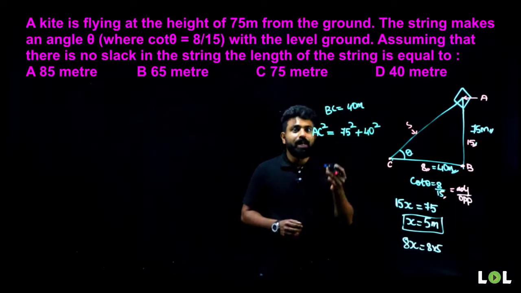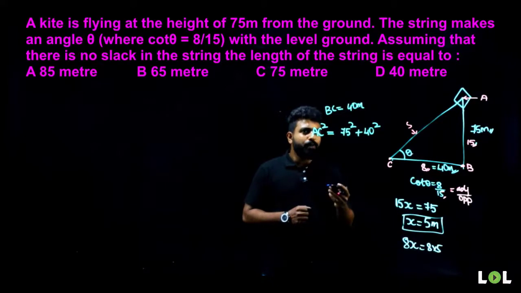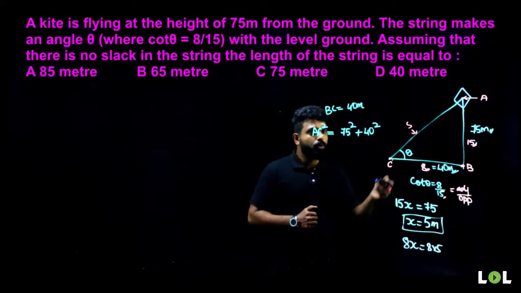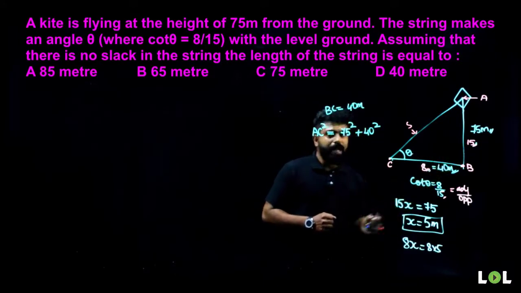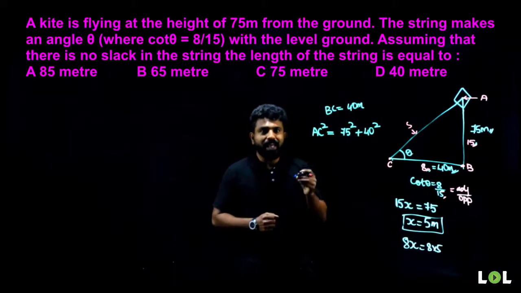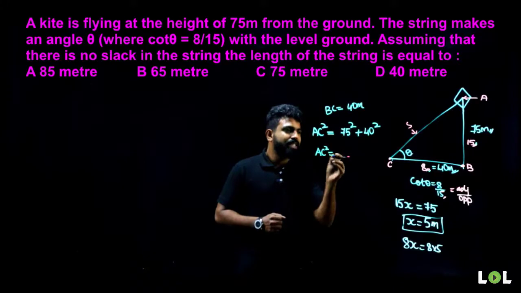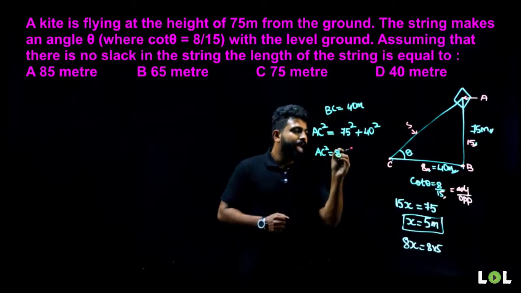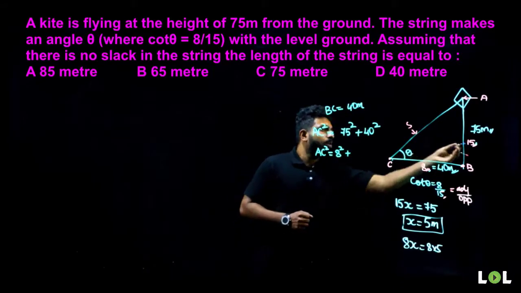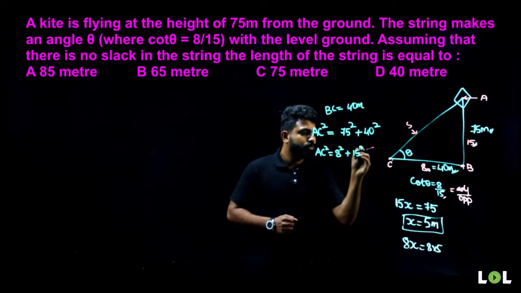But this looks a little complicated. So what can we do? We can also do it in another way. We'll take the ratio here, 8 and 15. We'll find out AC in terms of the ratio. So how can I write my AC square? AC square can also be written as 8 square plus 15 square.